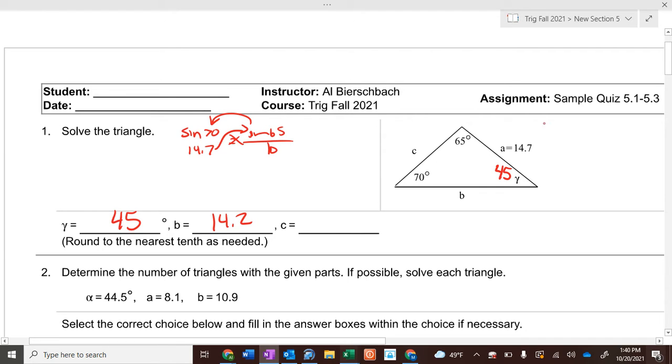Then to find C, we also do law of sines. The sine of 70 over 14.7 equals the sine of 45 over C. So we take 14.7 times the sine of 45 divided by the sine of 70, and we get 11.1. Okay? Law of sines, easy peasy, lemon squeezy.